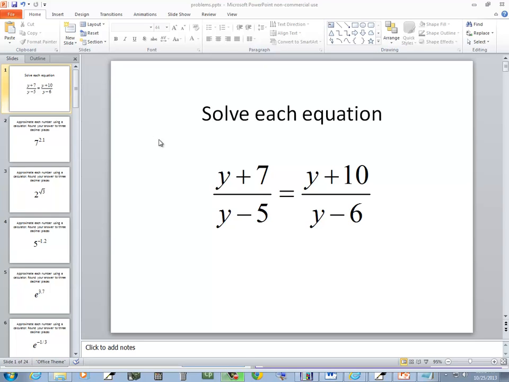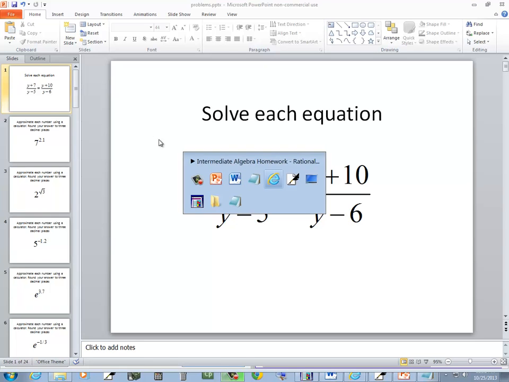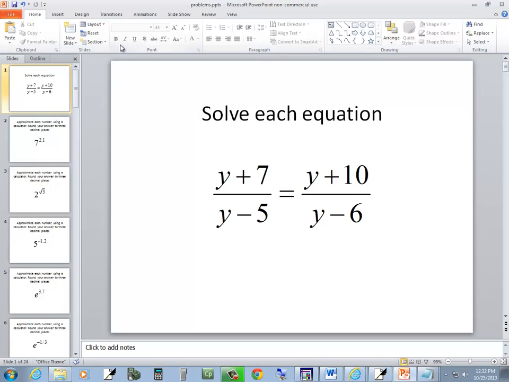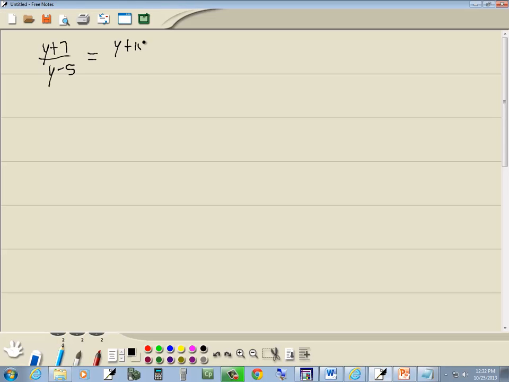In this problem, we want to solve this rational equation. So we have y plus 7 over y minus 5 is equal to y plus 10 over y minus 6. First step, factor all our denominators. Well, these can't be broken down any further.